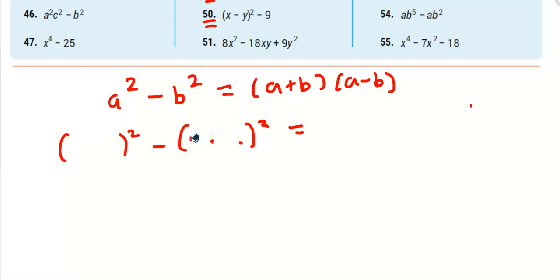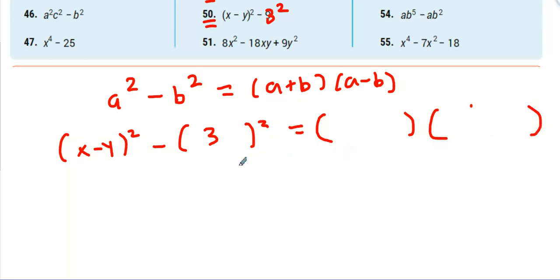Now, see the 9. I identified the 9 as a square number. So I changed that to 3 squared. Now I have something squared minus something squared. That to me means I definitely use that a squared minus b squared formula because it's something squared minus something squared. Are you with me so far? All right. And then we go x minus y in here, 3 in there. And then what happens when I open these two brackets up?